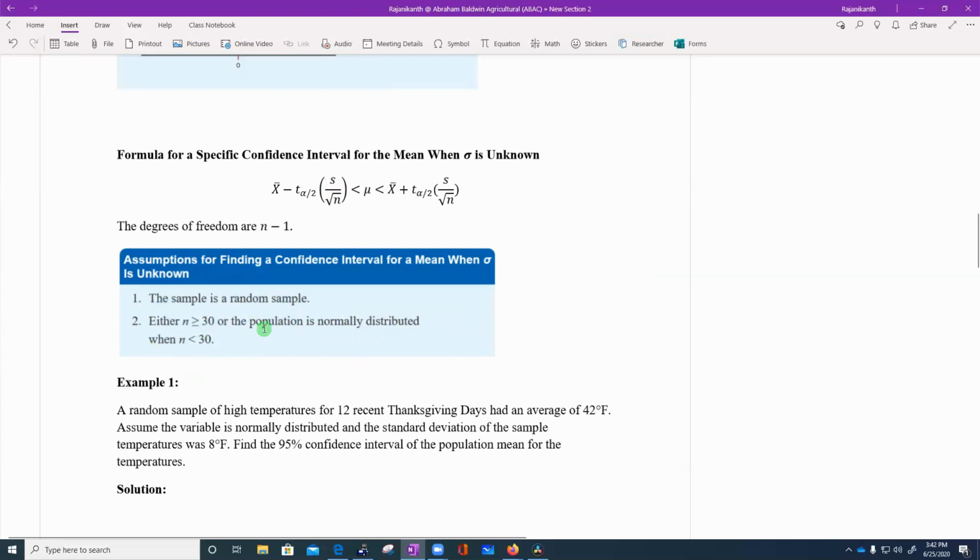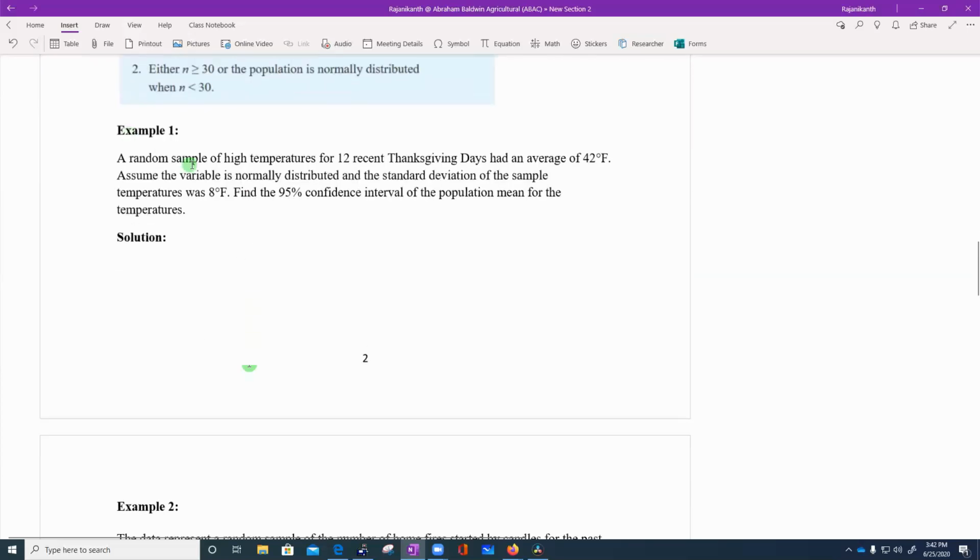Okay, let's look at this example. A random sample of high temperatures for 12 recent Thanksgiving days had an average of 42 degrees Fahrenheit. Assume the variable is normally distributed and the standard deviation of the sample temperature was 8 Fahrenheit. Find the 95% confidence interval for the population mean for the temperature. The question is finding the confidence interval for the population mean.